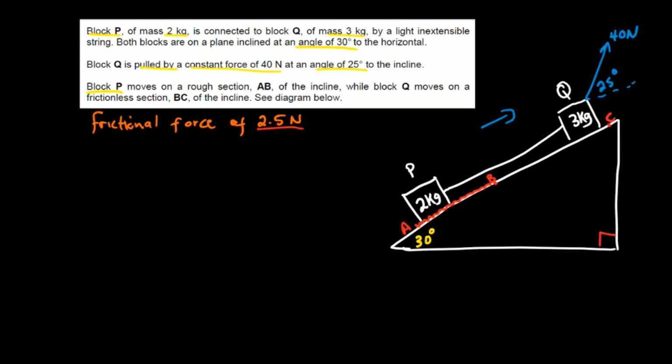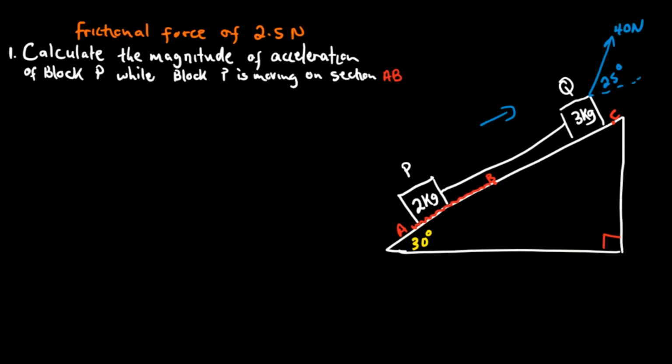So now that we have analyzed the statement, let's look at the questions that follow. The question says to calculate the magnitude of acceleration of block P while block P is moving on section AB. So the most important thing here is to first identify the free body diagrams of both blocks.